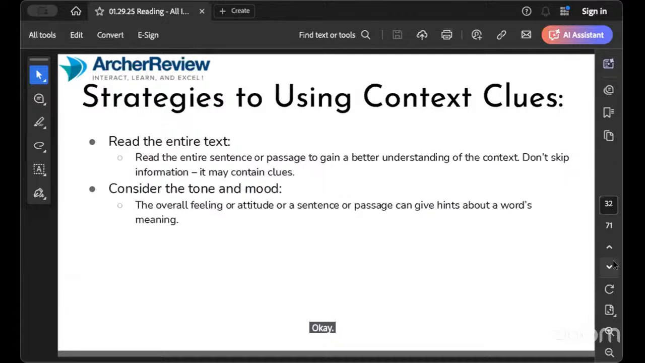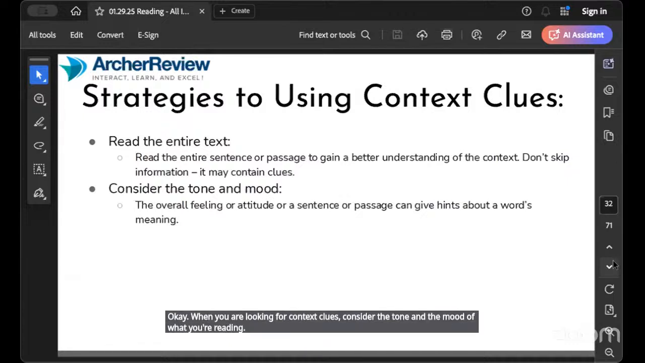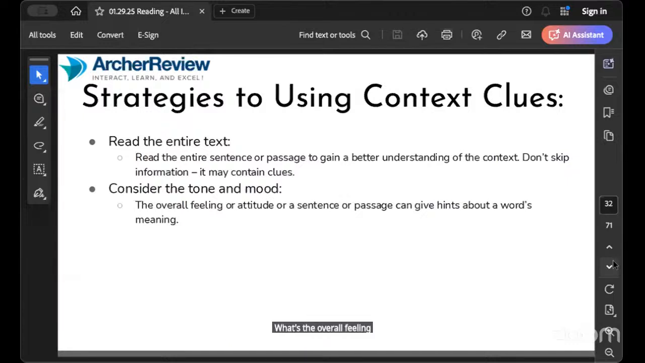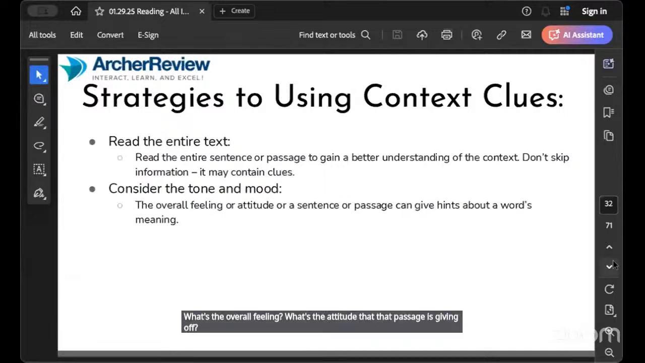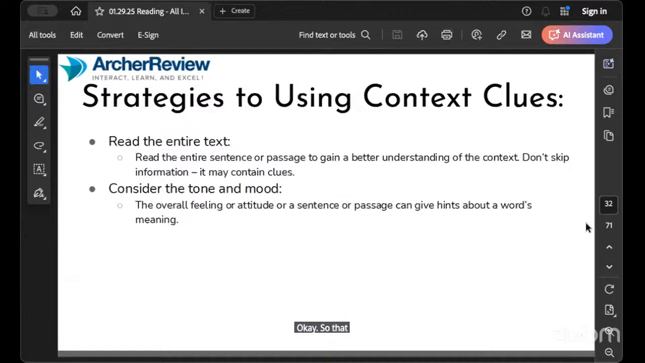When you are looking for context clues, consider the tone and the mood of what you're reading. What's the overall feeling? What's the attitude that that passage is giving off? Okay. So that can also help give you hints about what a word's meaning is.